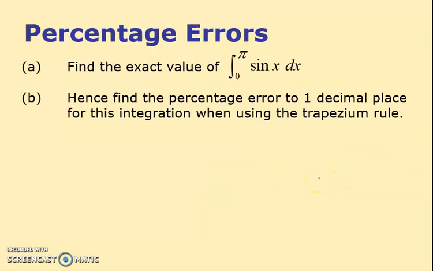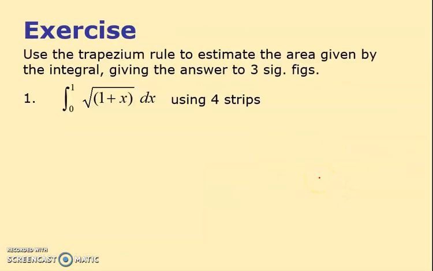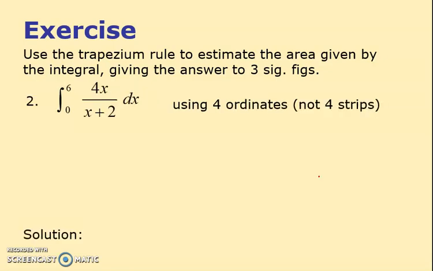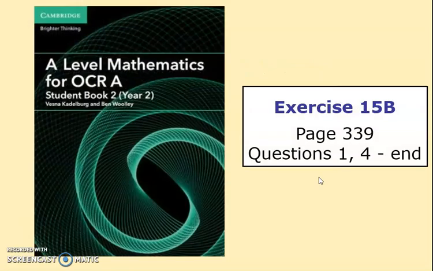A couple of things I'm going to have to do in class. Percentage errors I'll go through with you. And then I've got a couple of questions for us to have a look at. But then essentially we're doing exercise 15b. So that should make a little bit of sense, and we'll finish it off in class.